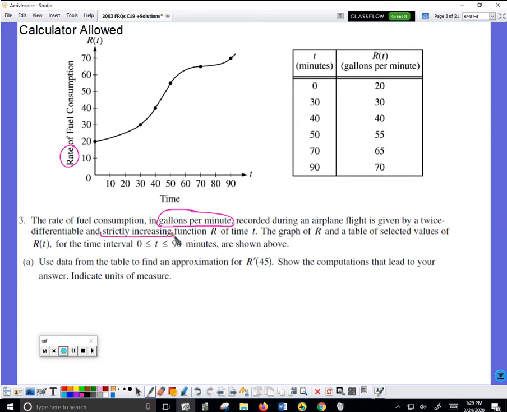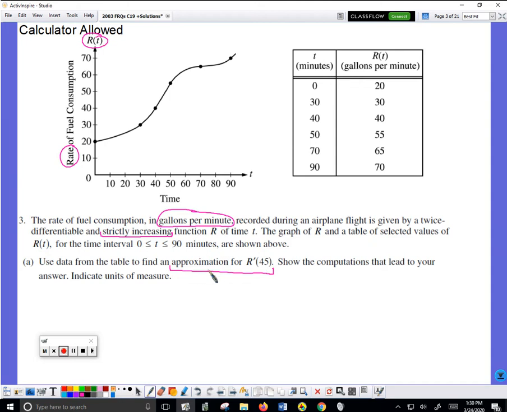So here's my graph of R. Capital R is the rate of fuel consumption. This is the table for R. Okay, good. So now the question. Use data from the table to find an approximation, keyword approximation, for R prime of 45. So they want the derivative of R at time equal 45, but they only want an approximation.